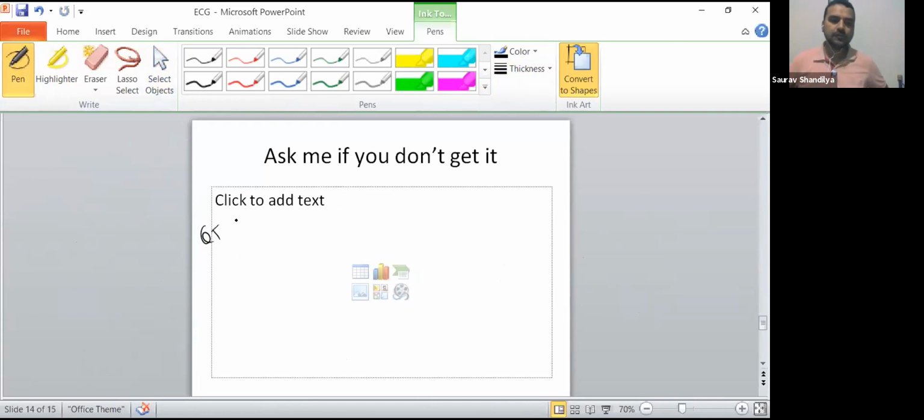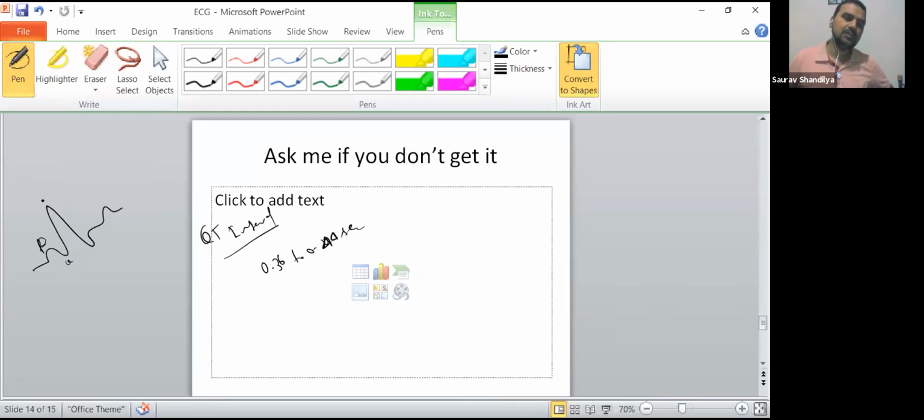So QT interval. What do you see in the QT interval? Nothing, you don't have to see much here. Generally the QT interval is what? 0.36 to 0.44 seconds. QT is nothing, it is just P, Q, R, S, T. So QT is like this.